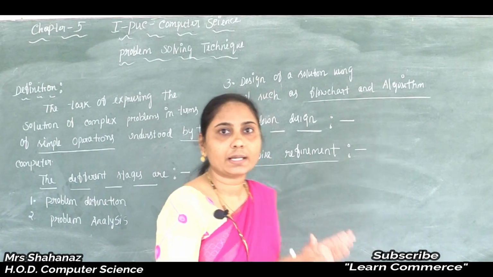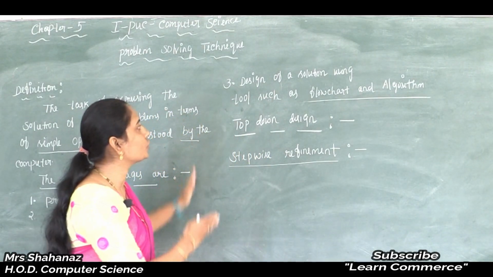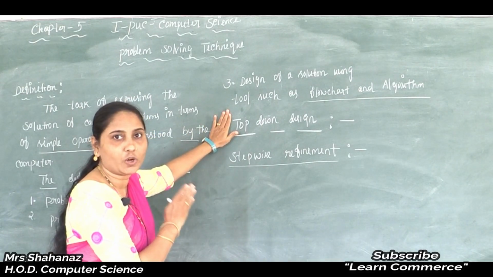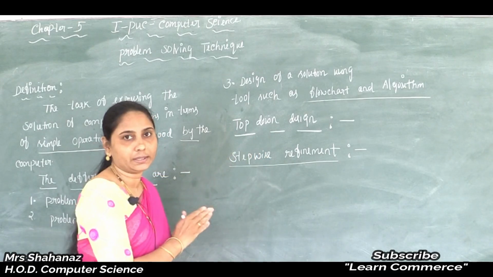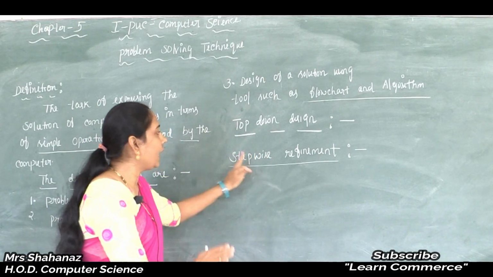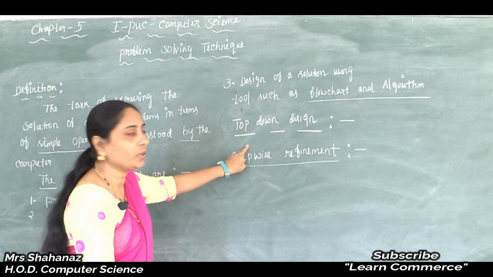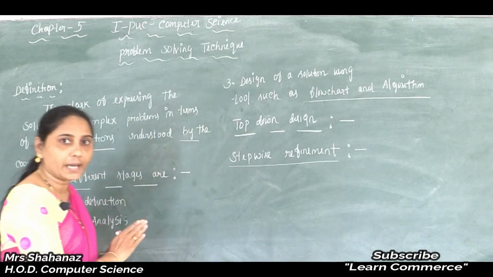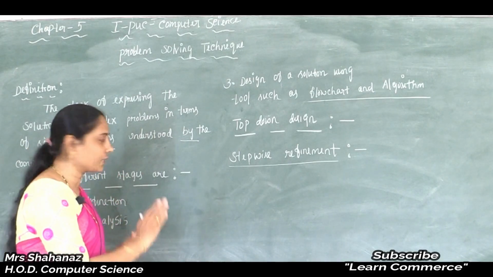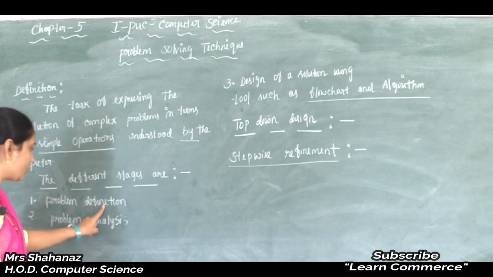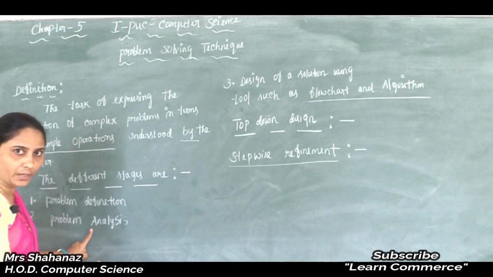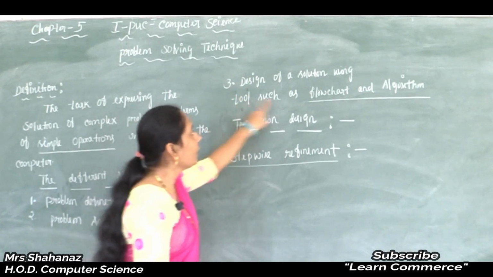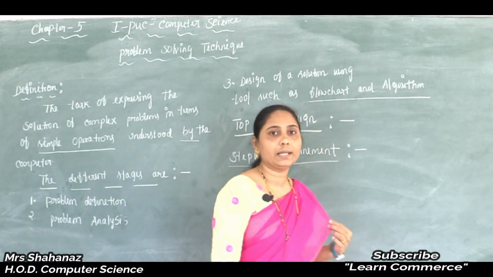Okay, but in this class, whatever you are going to see on the board here, I added 3 points only. Why? Because after that I want to tell some other thing about our top down design and stepwise refinement. It is not one of the stages of the problem solving technique. Now I already said there are totally 7 stages. First one is the problem definition. Second one is the problem analysis here. Third one is the design of a solution using the tools such as flowchart and the algorithm.